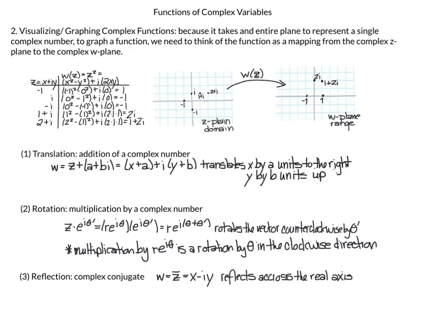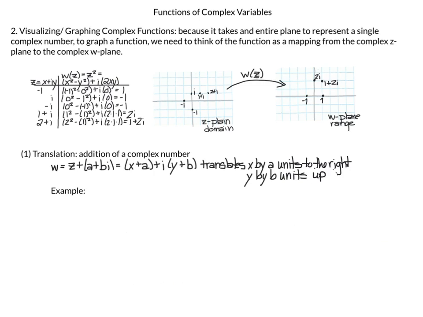So next I'm going to talk about the three basic types of transformation. The first one is a translation, which amounts to addition of a complex number. The second one is rotation, which is multiplication by a complex number. And finally is reflection, which is taking the complex conjugate. So we'll go through each one of these. We will start with the first type of transformation, and that's translation, addition of a complex number.